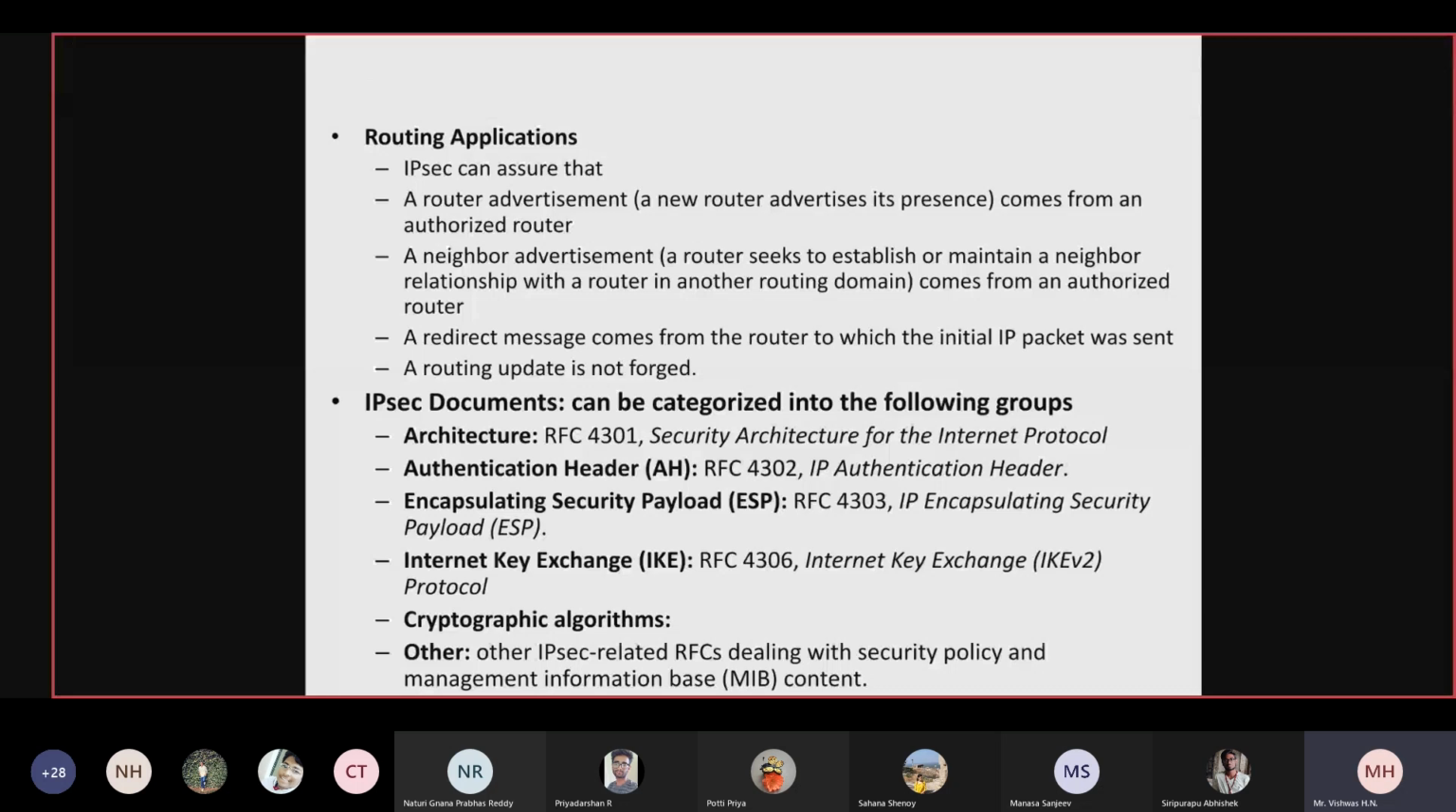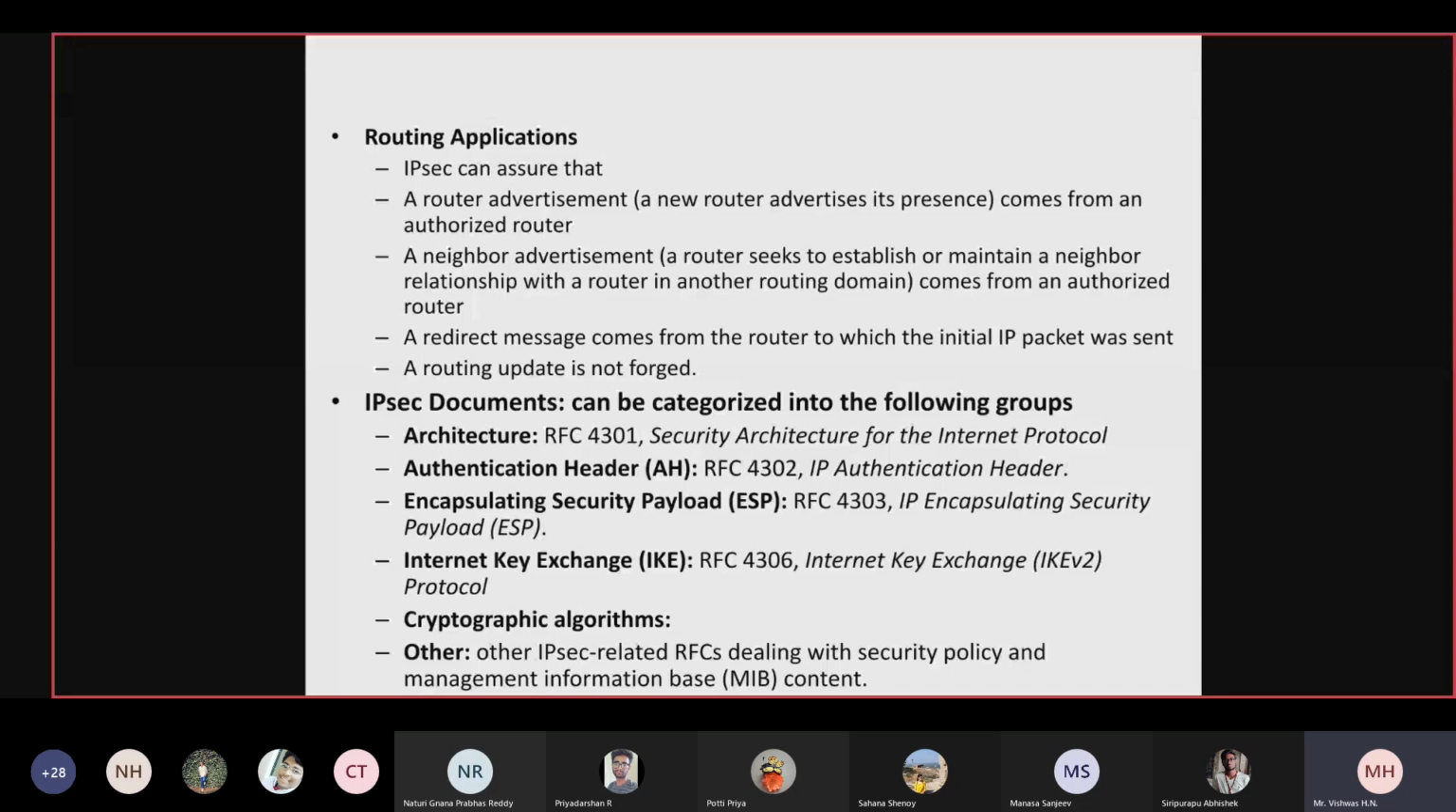Because for the authentication header protocol, providing authentication is the only job, whereas for the encapsulating security payload protocol, the main job is to provide confidentiality. With that, it will also provide authentication to a very limited extent. Is that clear? So that's about the two major protocols, which are also called documents here: authentication header and encapsulating security payload.